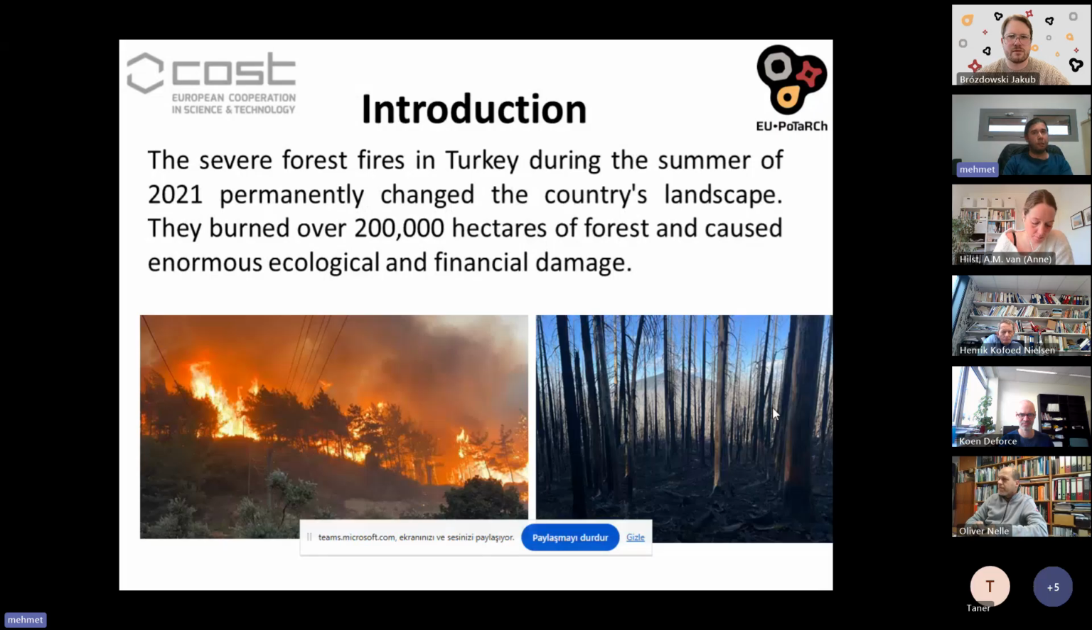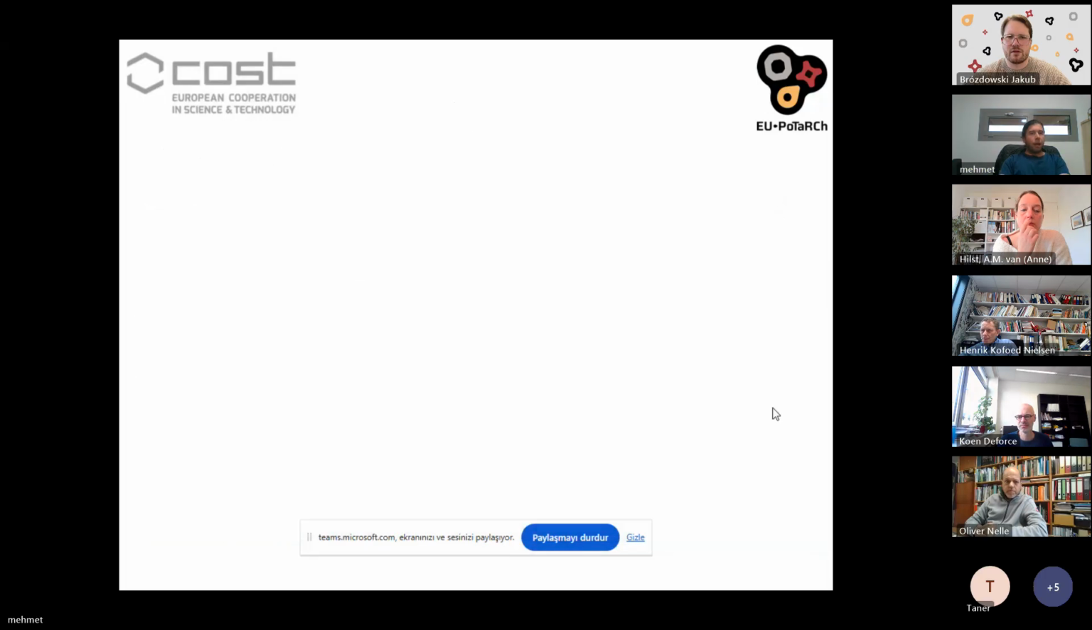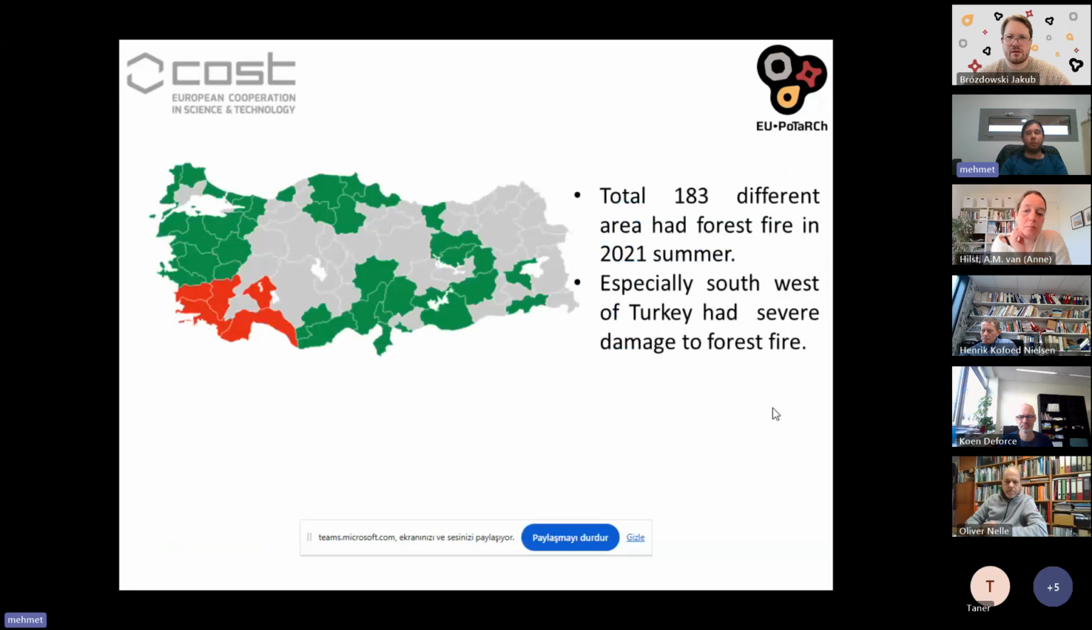Maybe you saw the news in 2021. We had a severe forest fire in Turkey during the summer of 2021 that permanently changed our country's landscape. It burnt over 200,000 hectares of forest and caused enormous ecological and financial damage. In total, 183 different areas had forest fires in summer 2021, and especially the southwest of Turkey suffered severe damage.